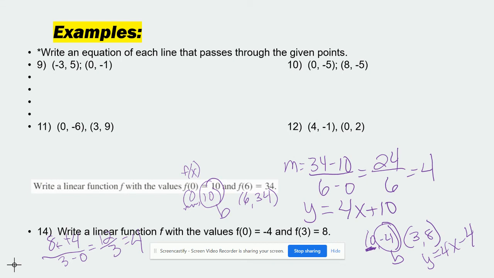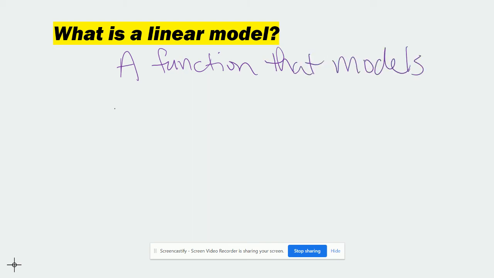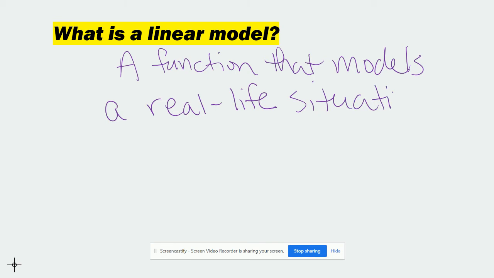We're going to skip over to the back side of that last page into what is a linear model. A linear model is a function that models a real life situation. So again, we're solving real world problems, just that we know that we're going to be writing a linear equation for it, and y equals mx plus b.